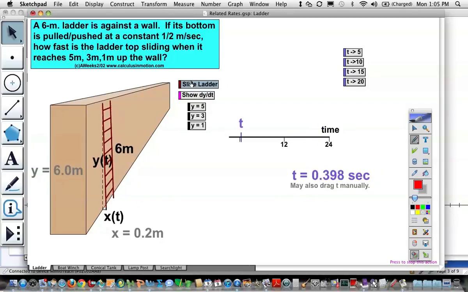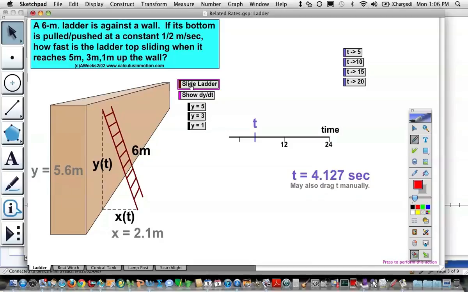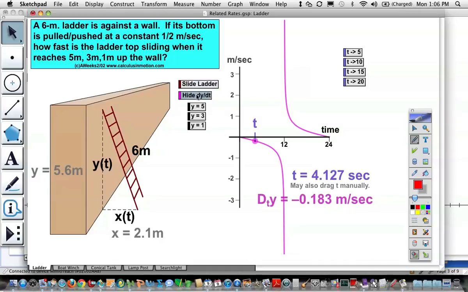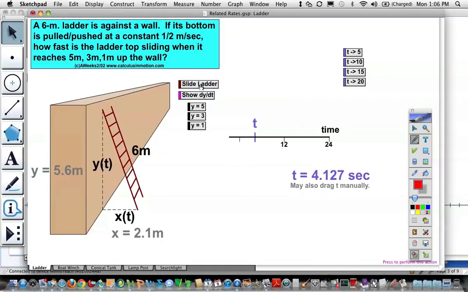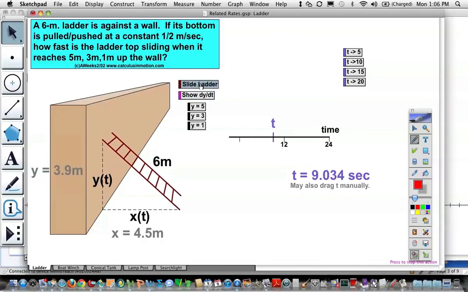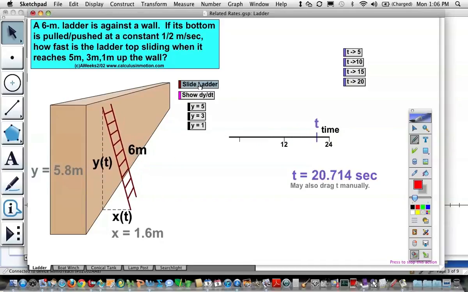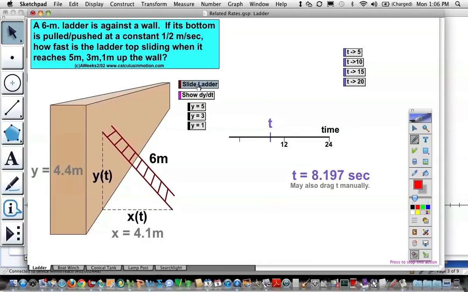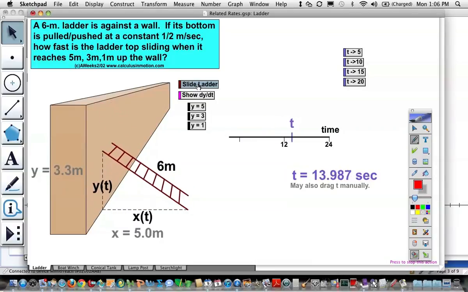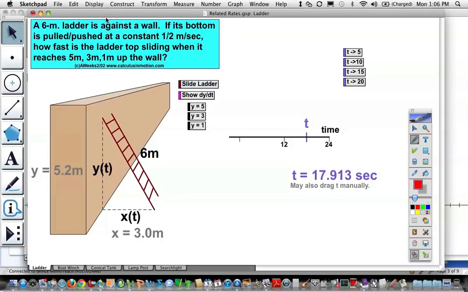It says we're going to pull the bottom out at 1/2 meter per second. Now, if you watch carefully, that down there, X should be coming out at a constant. Okay? Now, watch Y. What do you notice about Y? It starts slow and it speeds up at the end. But X is changing at a constant. That's what they tell us right here. Okay, so let's try working this one.